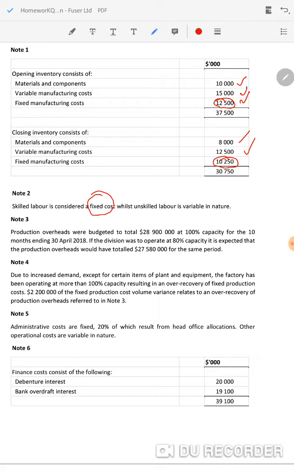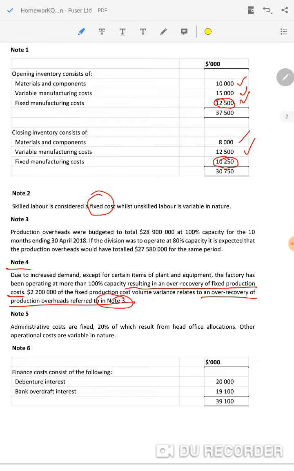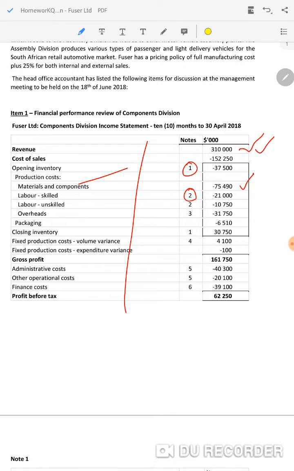But for note 2, for the skilled labor, you should also have identified relevant information coming in note 4, where we are told that due to increased demand, except for certain items of plant and equipment, the factory has been operating at more than 100% capacity, resulting in an over-recovery of fixed costs. 2.2 million of the fixed production cost volume variance relates to an over-recovery of production overhead related to note 3. So what are we being told here? So we've got a volume variance of 4.4 as given in this income statement.